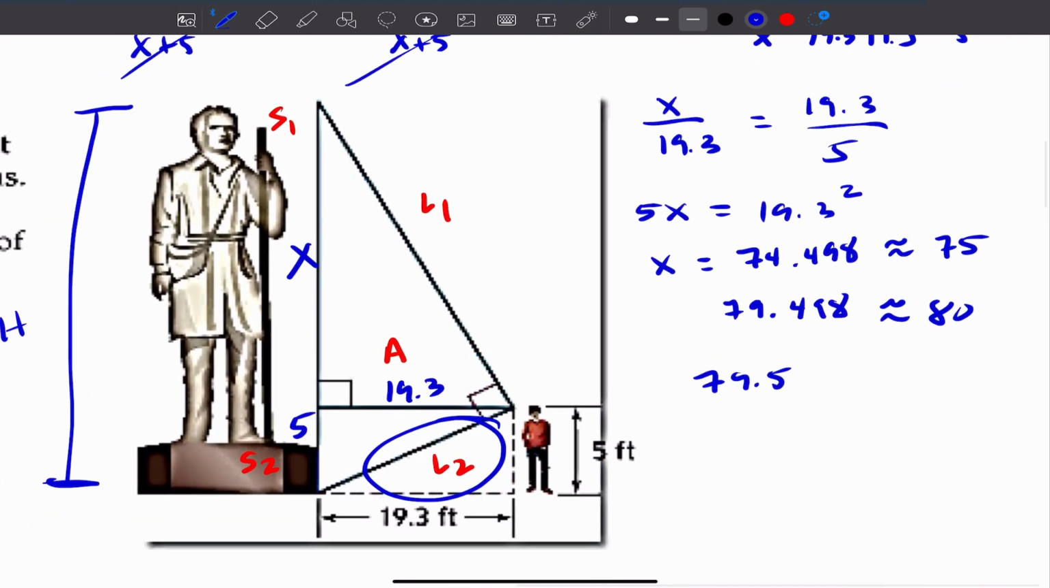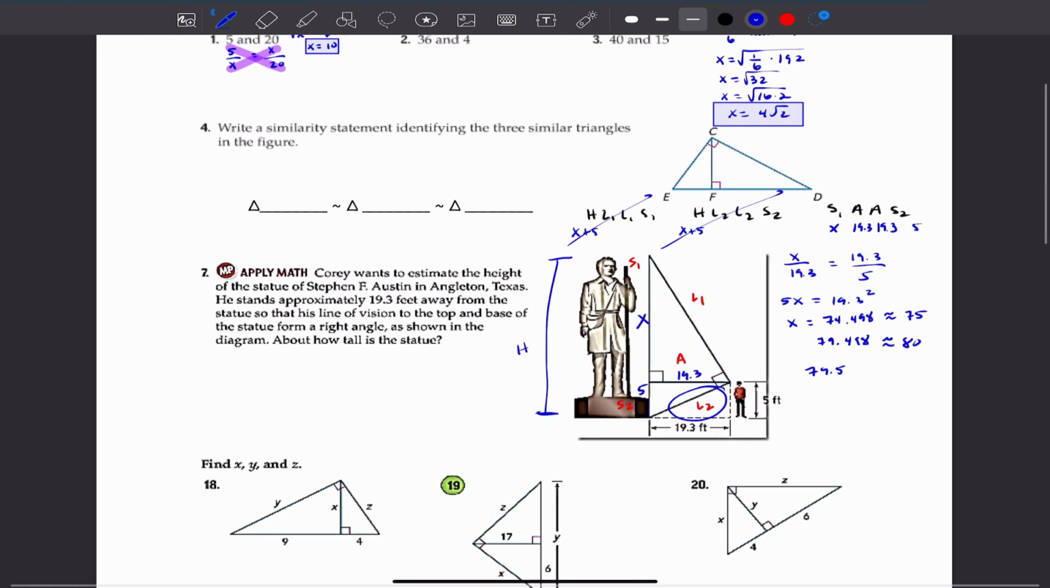So 79.5 or 79.498 or just 80, those answers are acceptable. And the unit, that would be feet. So everything would be in feet here. Okay, there you go.